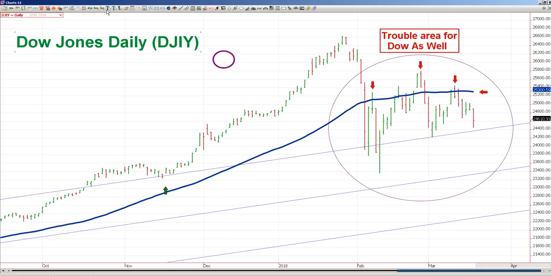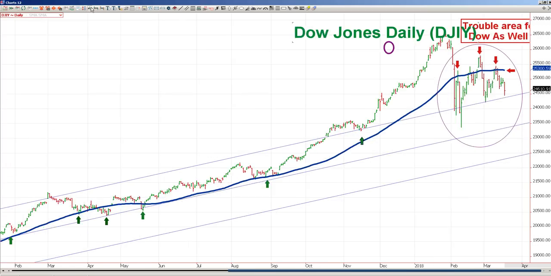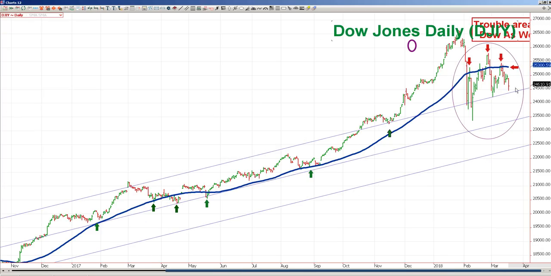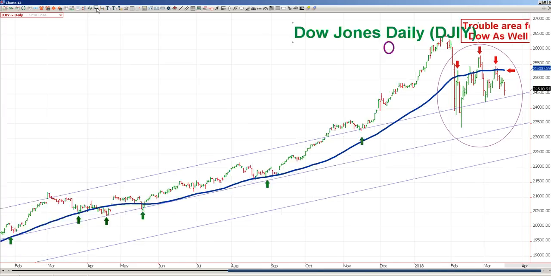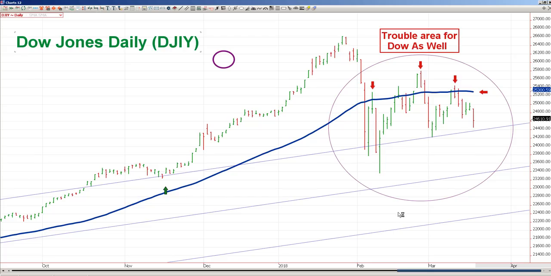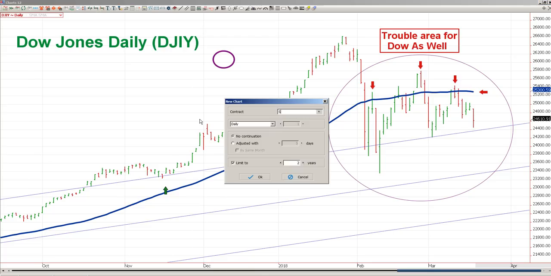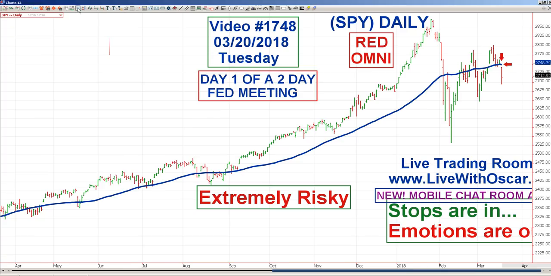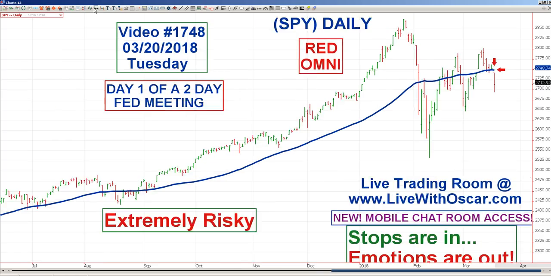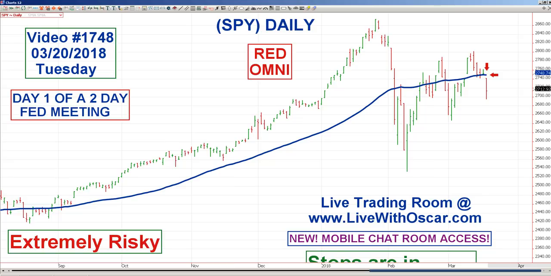Remember, the larger picture is this is still a huge bull market, right? Huge bull market. We're not calling for anything more than play it 1 day at a time. And right now, Omni's looking for downside, and downside is the way we'll play it. So that is that. Now let's go back to the S&P for a moment, and then we'll move out to another chart.